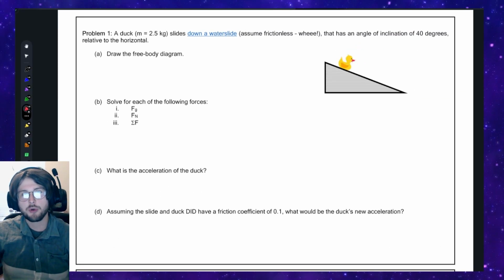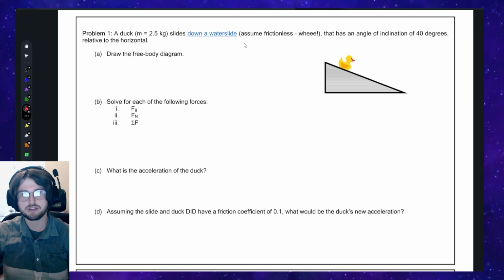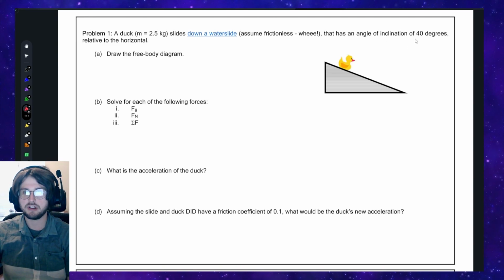Hi. So this video is going to be focused on working through a typical inclined plane physics problem, in particular, forces on inclined planes. The subject of this problem is going to be a duck, a pretty hefty one at 2.5 kilograms, sliding down a water slide, as in the video you just watched. We're going to assume that this water slide, as most ideally are, is frictionless, and that it has an angle of inclination of 40 degrees relative to the horizontal.